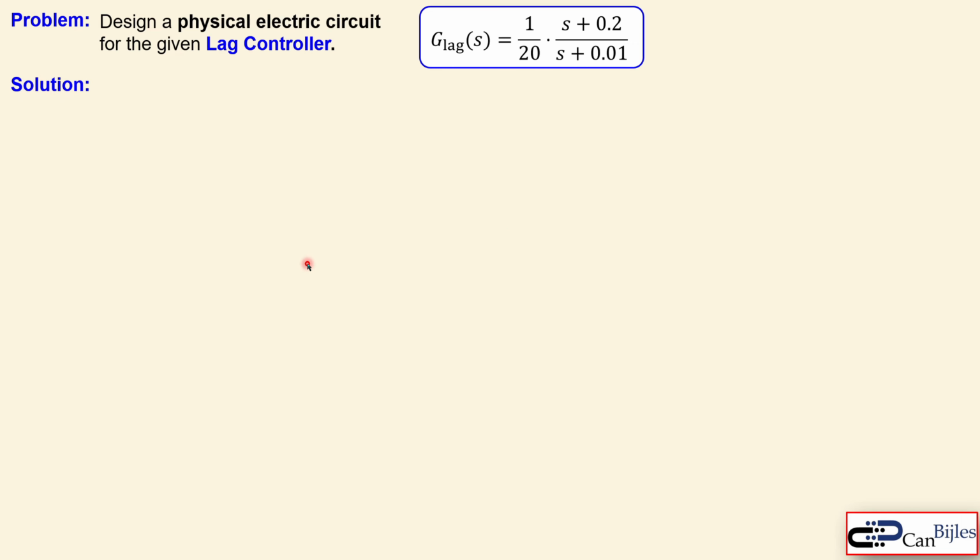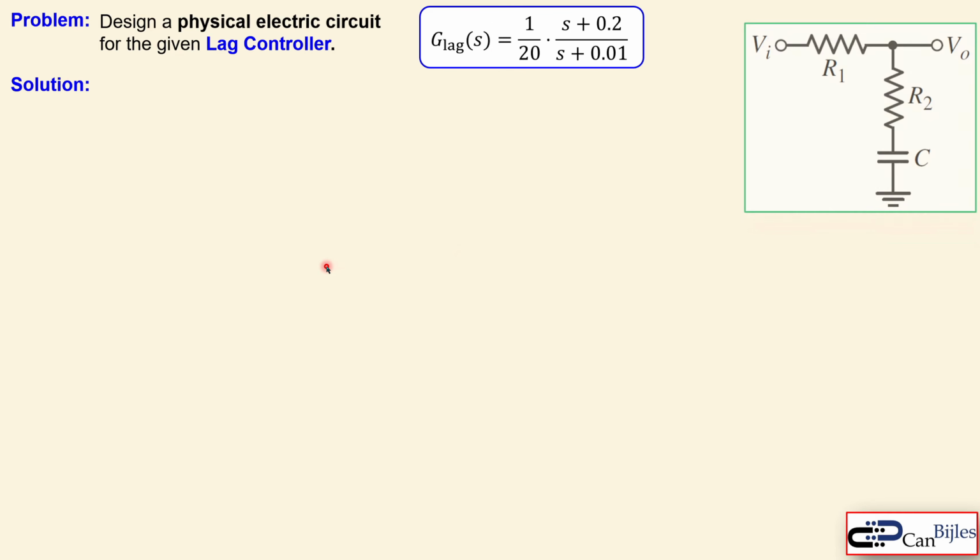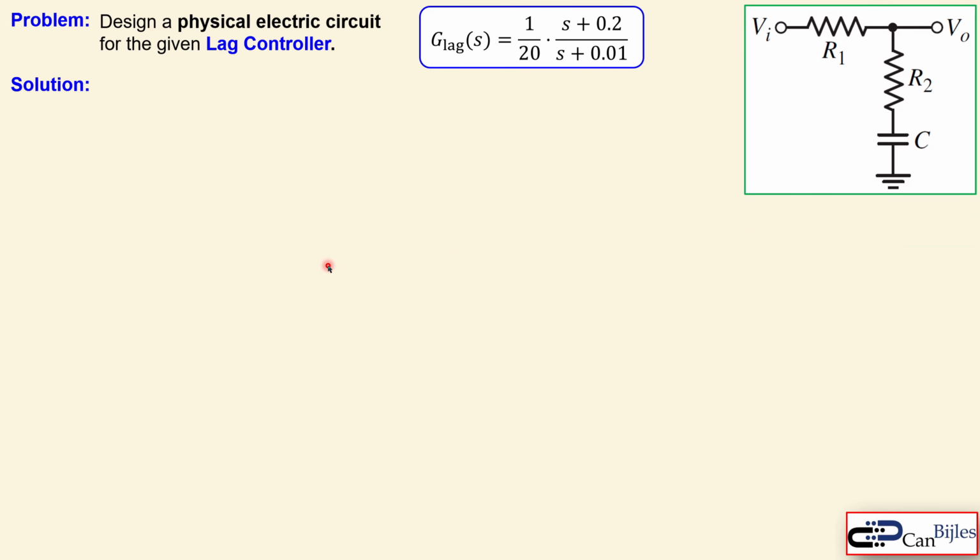There are many options, of course, to make a circuit that will generate or mimic this transfer function. This is one of the options. This is just a very simple option. We have three unknowns, R1, R2, and the capacitor. So we need to calculate these three values.